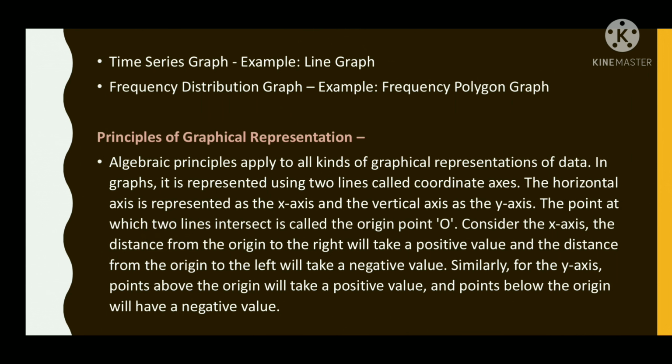In graphs, it is represented using two lines called coordinate axes. The horizontal axis is represented as the x-axis and the vertical axis as the y-axis. The point at which two lines intersect is called the origin point 0. Consider the x-axis. The distance from the origin to the right will take a positive value, and the distance from the origin to the left will take a negative value. Similarly, for the y-axis, points above the origin will take a positive value, and the points below the origin will have a negative value.